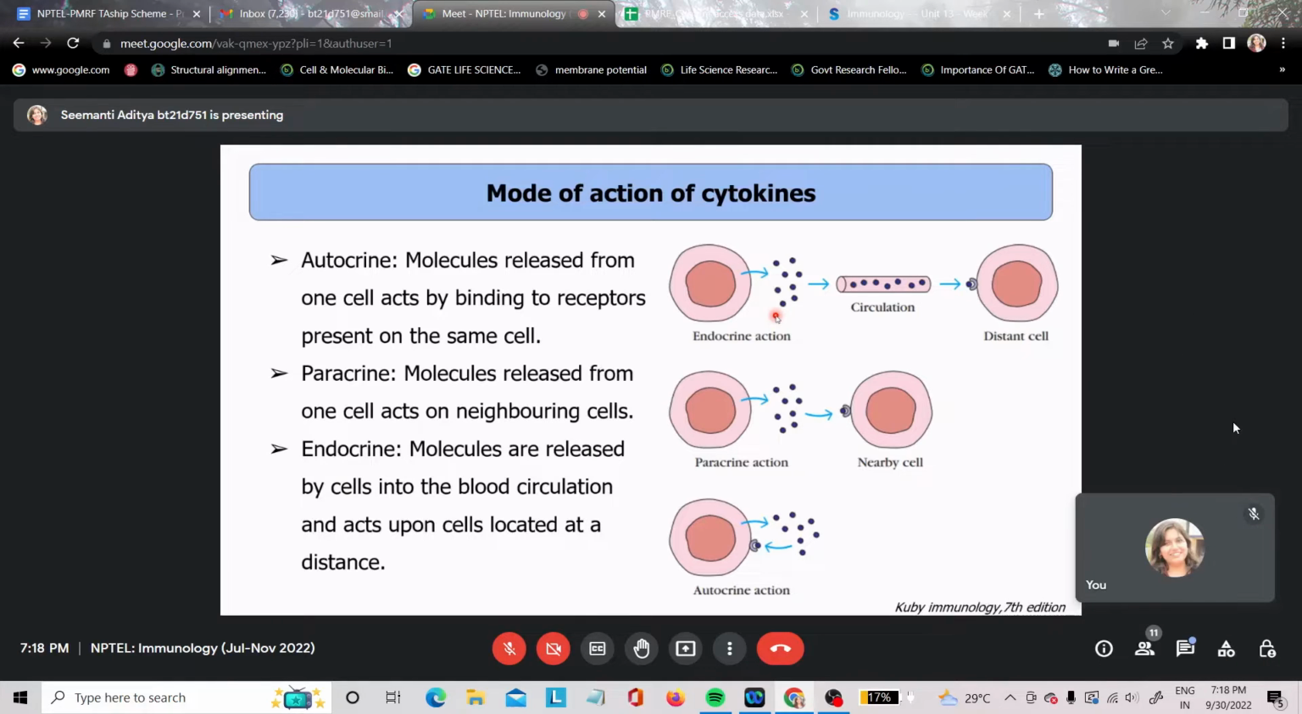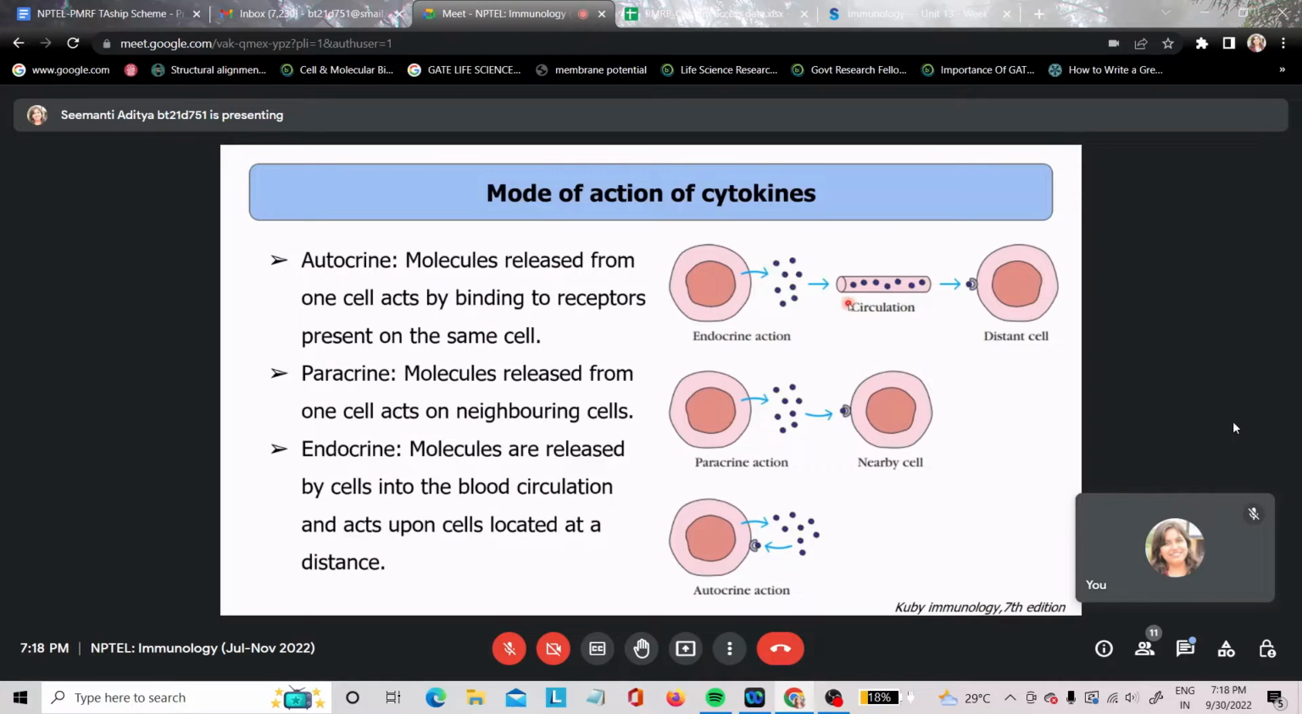They do not have any ducts for secreting any of their hormones. So the rest of our hormones, which are secreted by exocrine glands, are secreted through a certain duct or a certain tube through which they are passed into their target organs. But endocrine mode of action means that any of the molecules secreted by one of the cells is going to be released into the blood circulation.